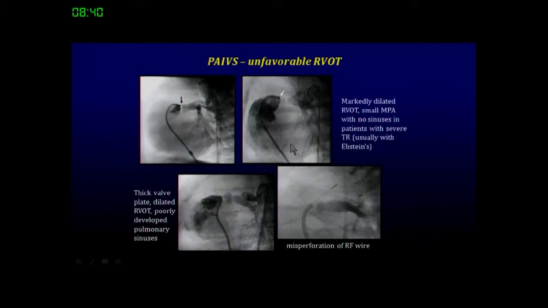But when you have very severe TR, especially when patients have Ebstein's anomaly, what we see is a very small pulmonary valve annulus. The valve is very thick and there is a very dilated RVOT with not much pulmonary artery sinus development, and therefore there is a fairly high risk of the perforation wire going outside the RVOT, and the procedure does not succeed.